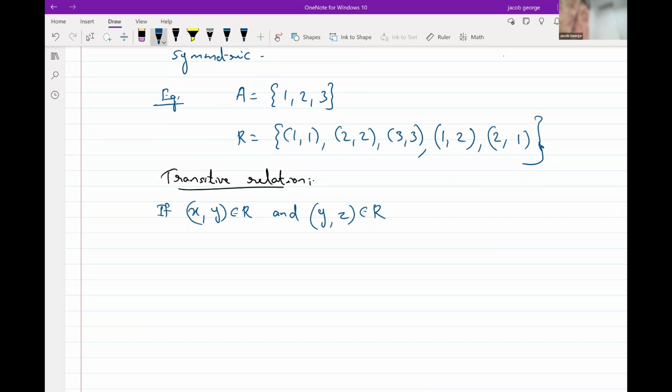Two elements will be given: (x, y), then starting with that y, (y, z) is an element of R. Then what should be there? If (x, z) is an element of R, we can write R is transitive. If (x, y) and (y, z) are elements of R, then if (x, z) is also an element of R, we can write R is transitive.